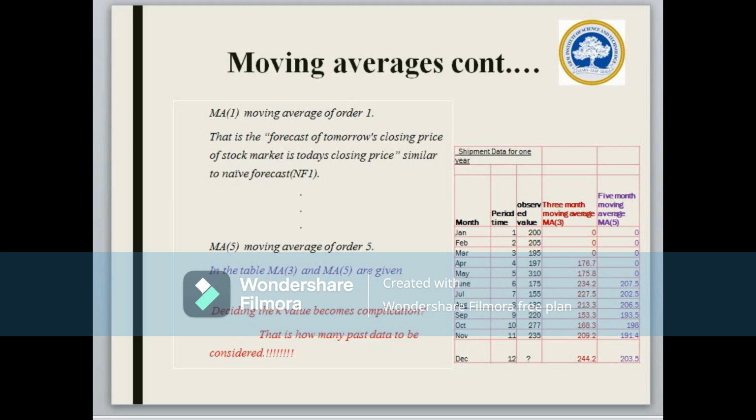Here in the table I have shown MA of 3 and MA of 5 for the 12-month period. Observed values are also given. Here the problem in the moving average is deciding the k value, that is how many past data points to be considered. So we are moving on to the exponential smoothing method.